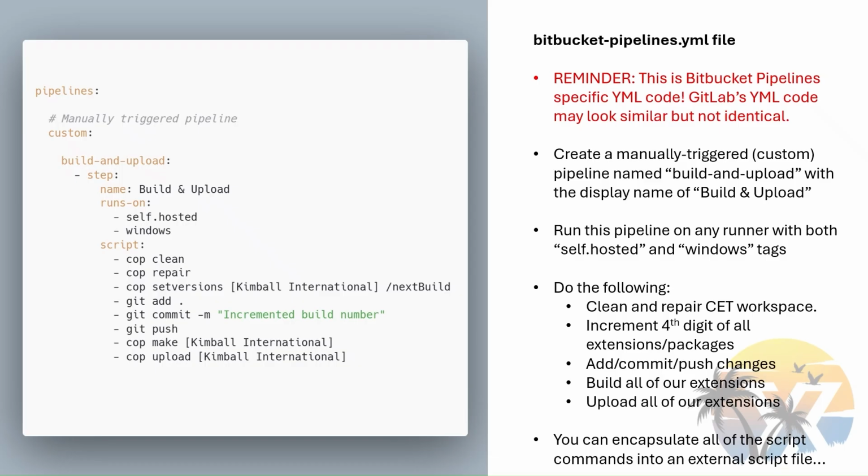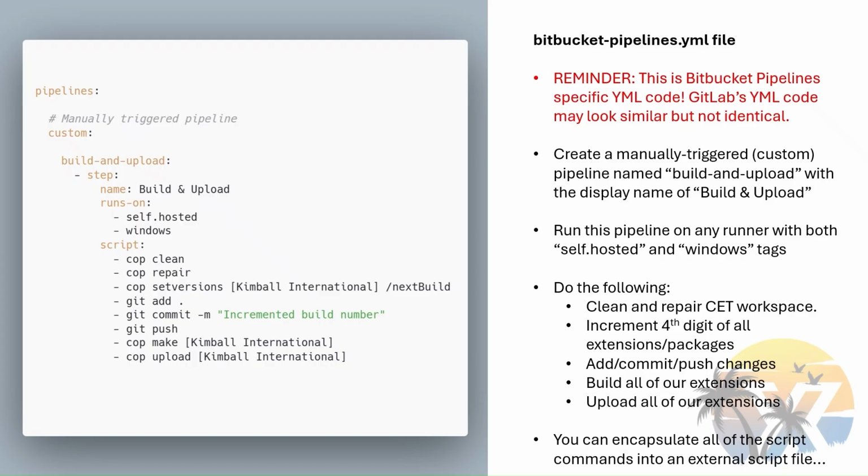Then we're going to set versions, which sets versions for Kimball International for all of our extensions. And we're going to increment the 4th digit of all of the extensions and packages. That's what set versions is going to do. After we increment all of our files, we're now going to start calling git commands. We're going to say git add all of those files that we've incremented the packages of, add them to the staging area. Then we're going to commit them with the message incremented build number. And then we're going to push it. So now we've incremented the versions, pushed the latest branch, and we're actually going to do the build.